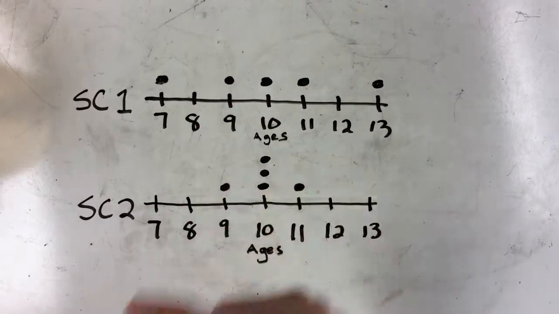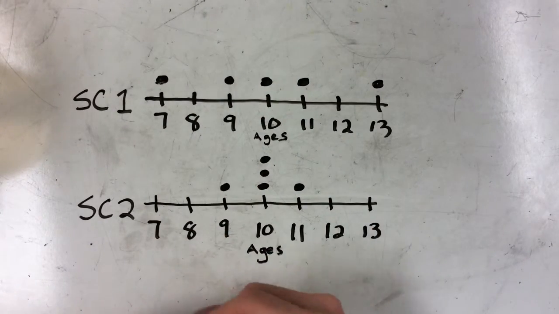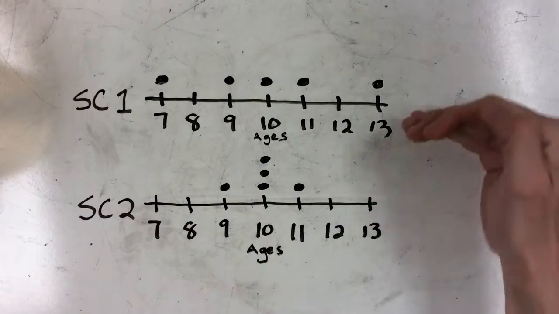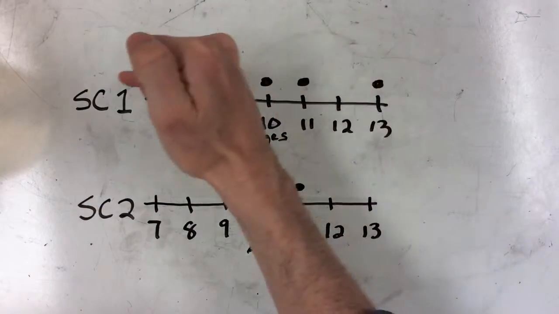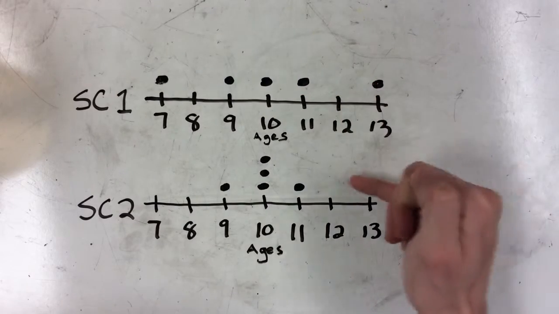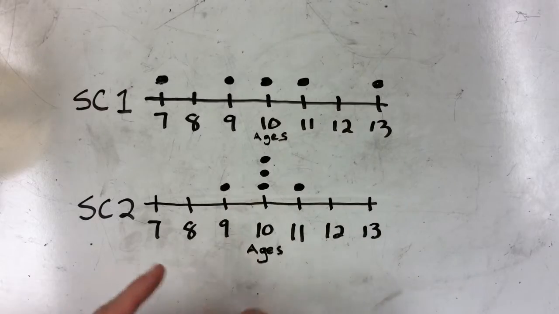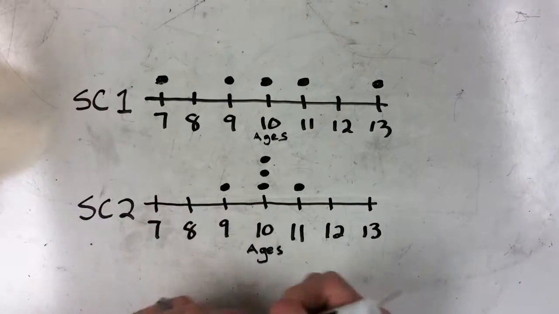Hi guys! Today we're going to be comparing different distributions. Let me explain. We have two sets of data here, the dot plot on the top and the dot plot on the bottom. These represent the ages of students at two different summer camps.